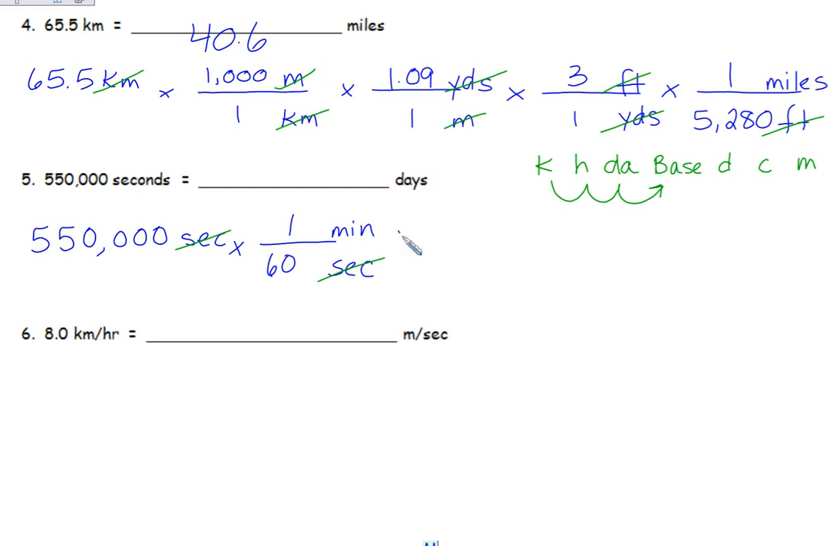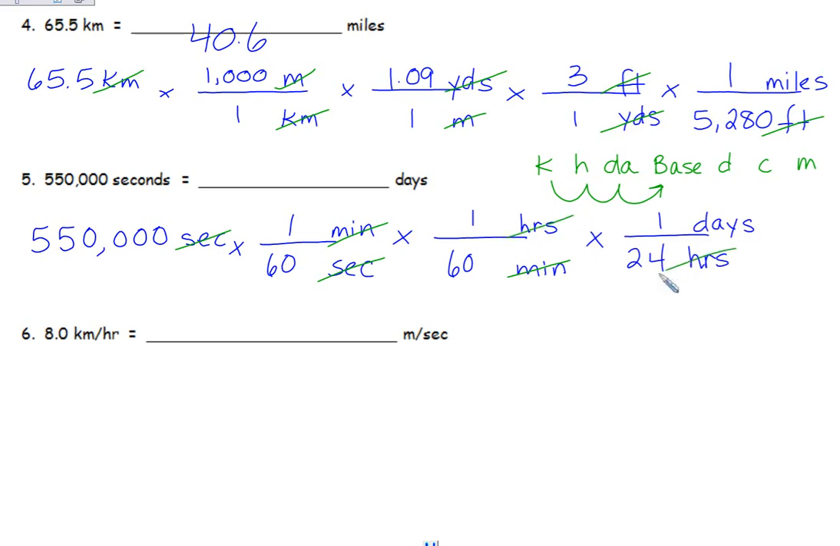Right now I'd be in minutes. I do not want minutes, so we're going to cancel them. We could go minutes to hours. 1 hour is 60 minutes. And again, minutes, top and bottom, you are gone. And then finally I can go hours to days. Let's cancel hours and switch it to days. 1 day, last time I checked, is 24 hours. Hours, you are gone. Dimensional analysis at its finest.